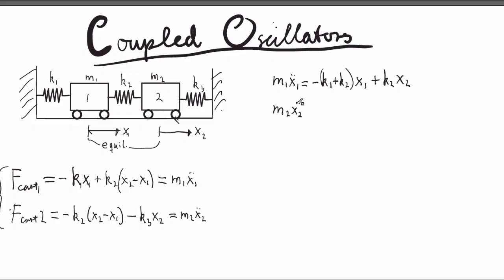And we do the same thing now for cart 2. So that gives us m2 times x2 double dot equals k2 times x1 minus k2 plus k3 times x2. And that's a differential equation that we need to solve. So this is now a couple of differential equations, in two variables, x1 and x2, the deviations of each cart away from its equilibrium position. And it's, of course, more complicated to solve than that of a simple harmonic oscillator. But we can solve it using techniques that you already know.